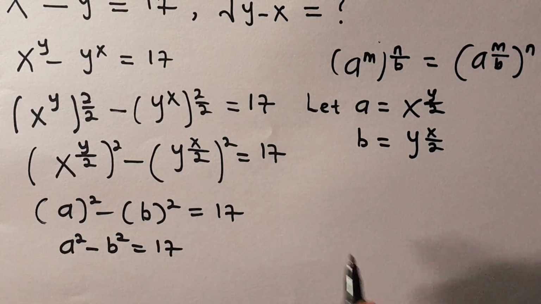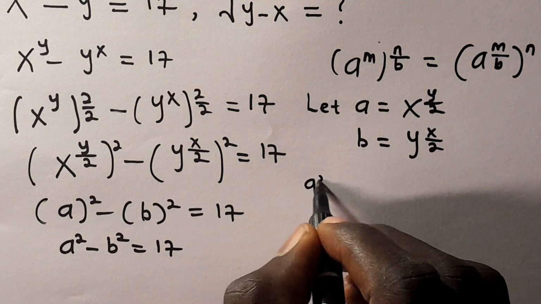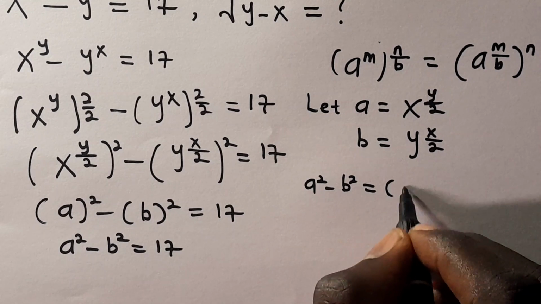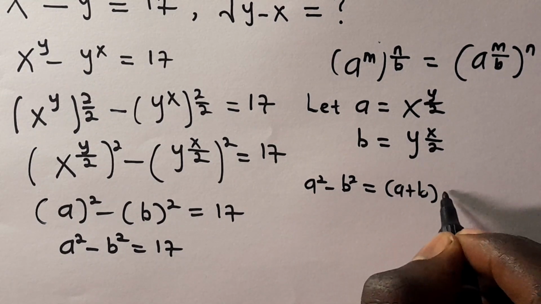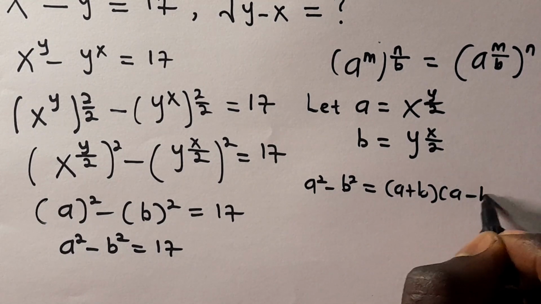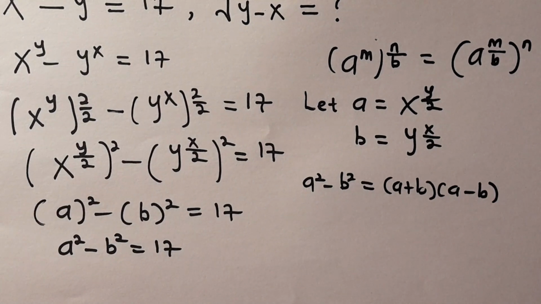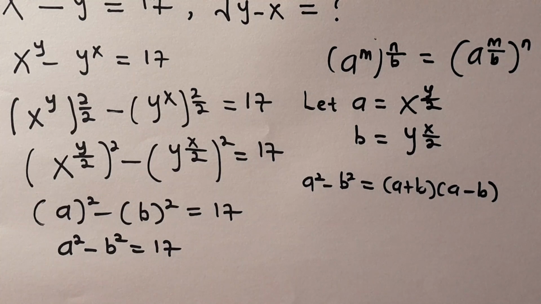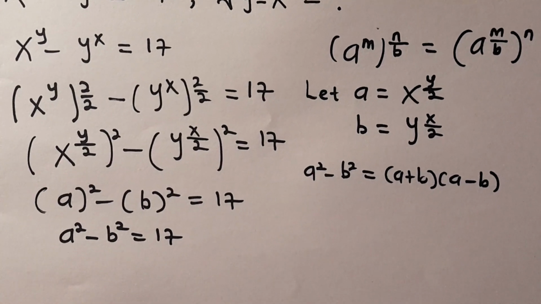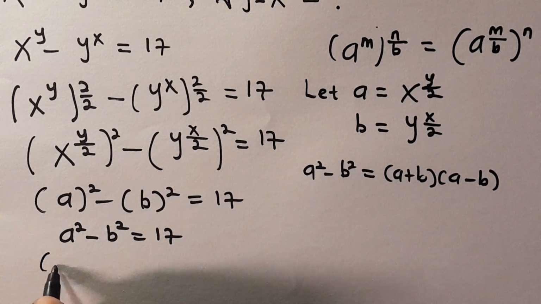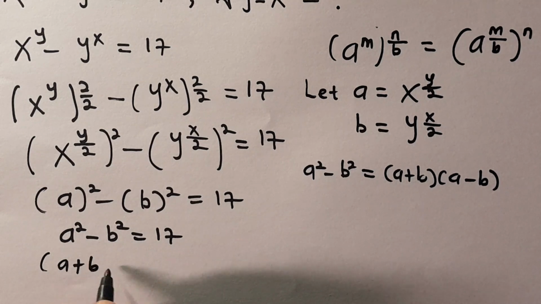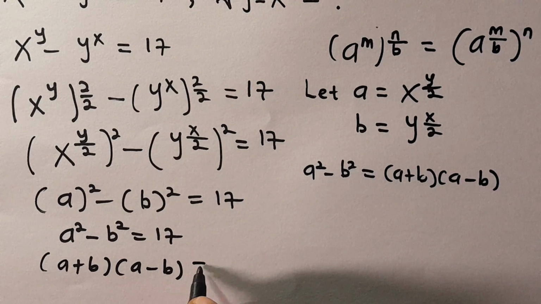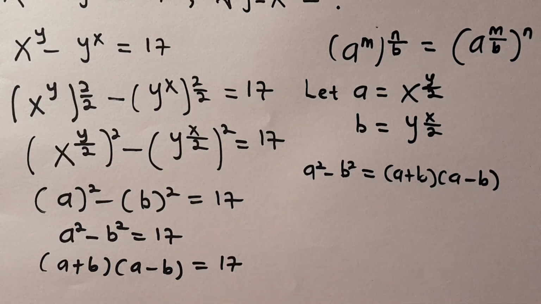Now recall that a square minus b square can be simplified to be equals a plus b and a minus b. So having known this one, now we can have this one to be equals from here a plus b then a minus b to be equals 17.